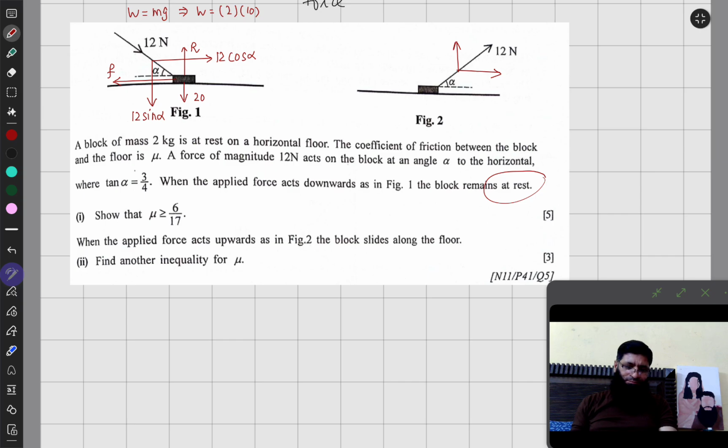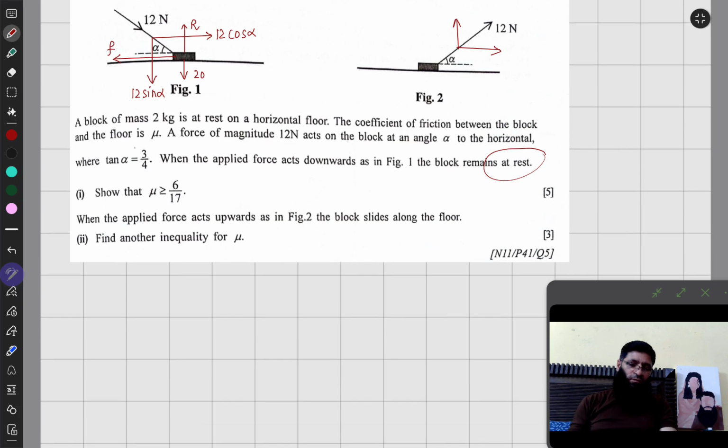And you can also say that all left forces will be equal to right forces and all downward forces will be equal to the upward forces. So we can resolve these forces like this. First of all, we will see all parallel forces. You have two parallel forces. Left force is F and the right force is 12 cos alpha.